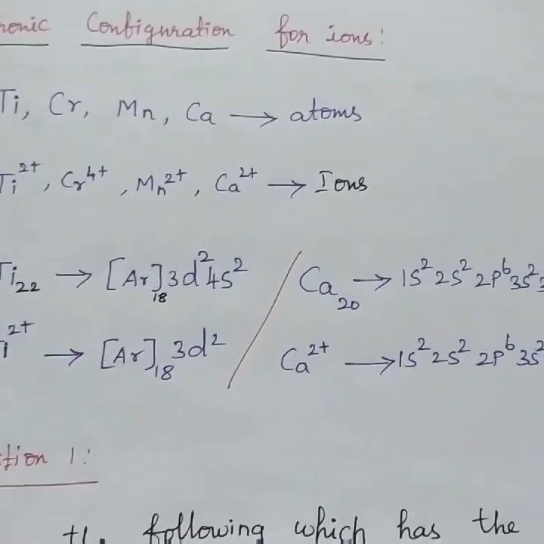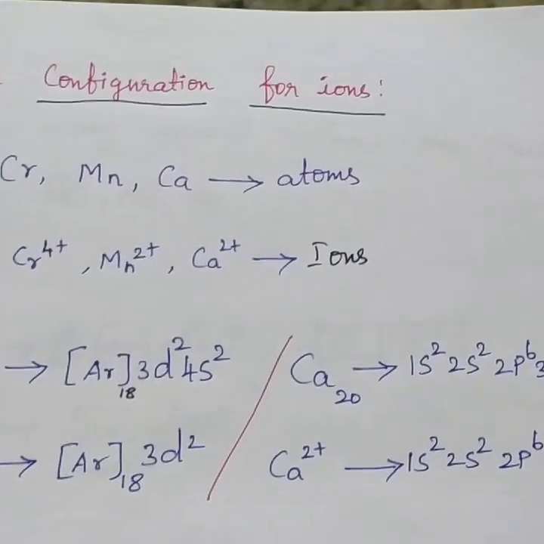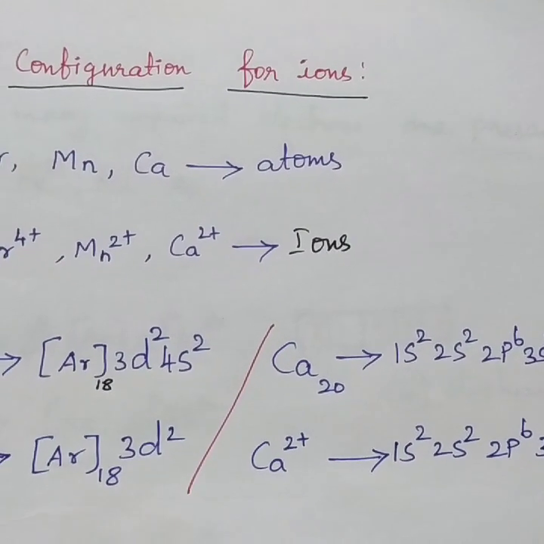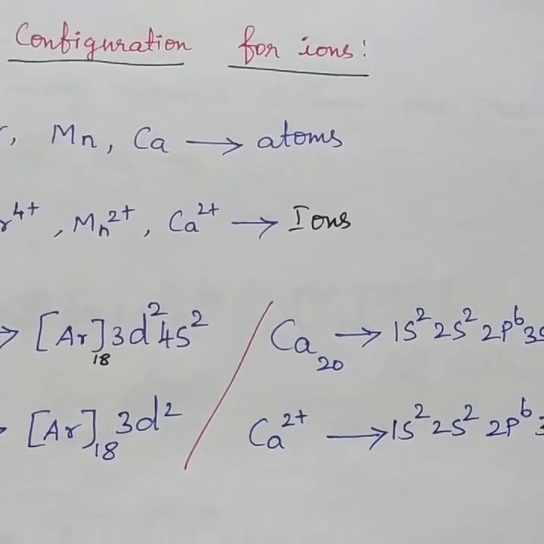Next we are going to see how to write the electronic configuration for ions. Before that, I will give an example of what atoms and ions are.